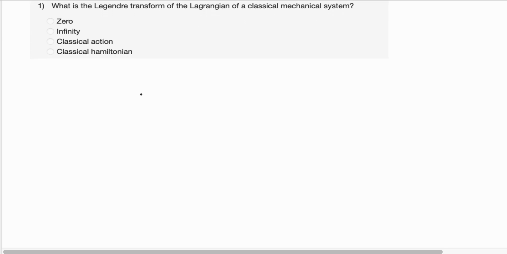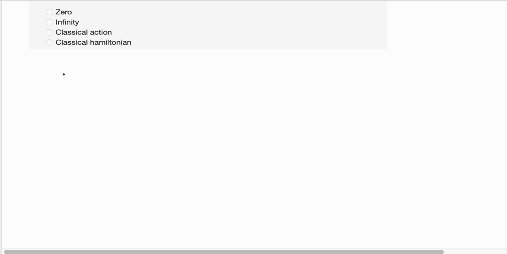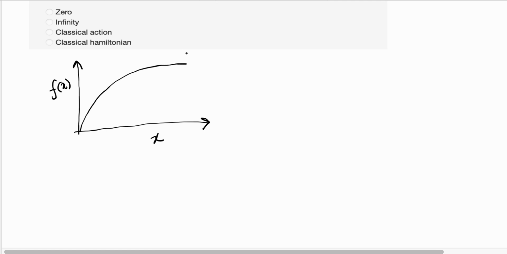Legendre transform means. Now suppose you have a variable f(x), which is a function of x obviously, and it varies something like that. You draw a curve, it is something like that. Now if you want to describe this curve, you can describe it in two ways.